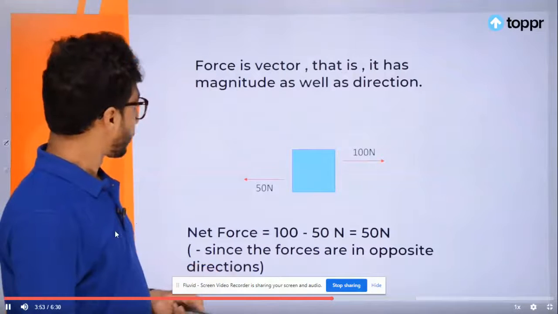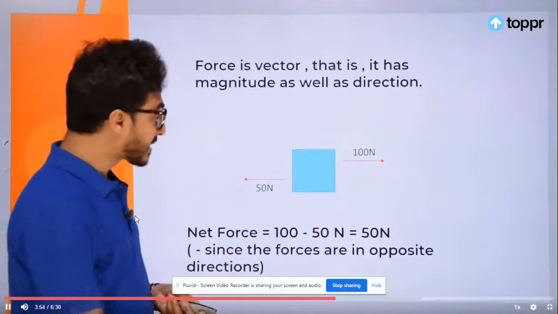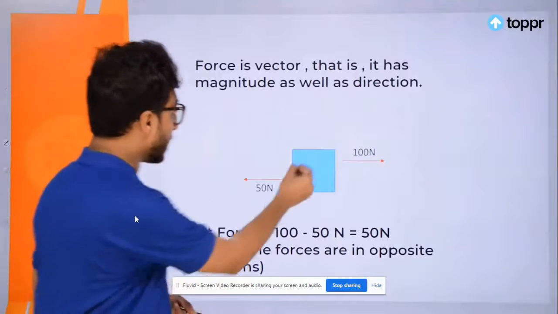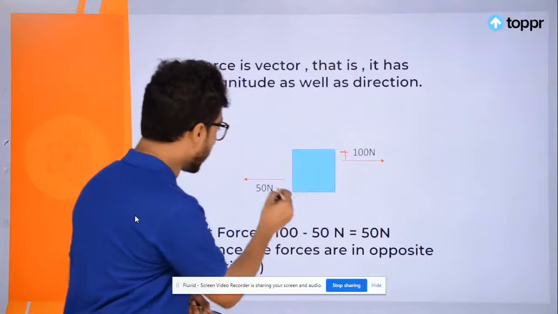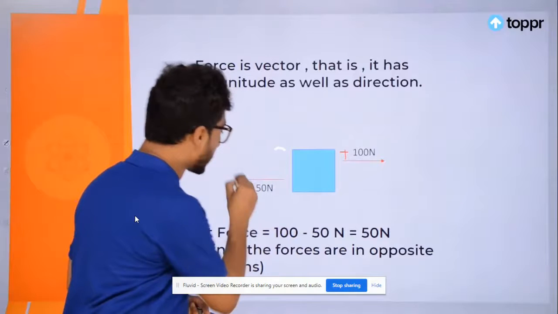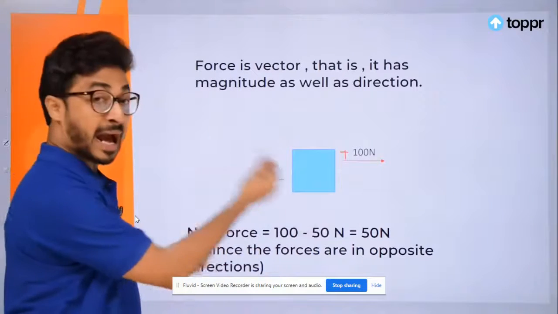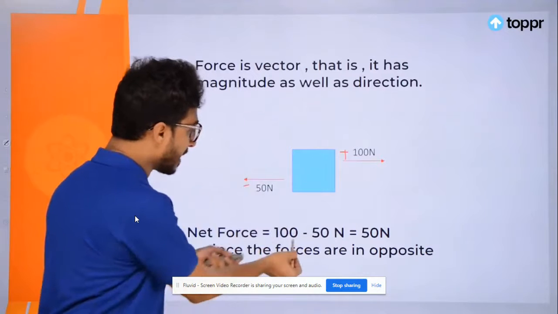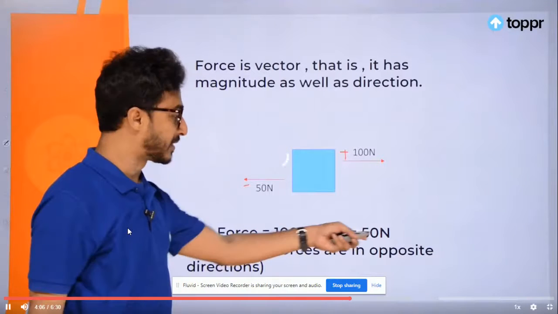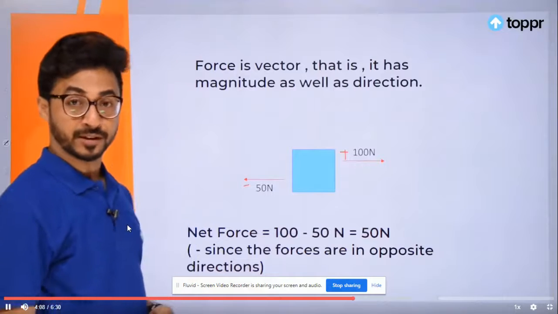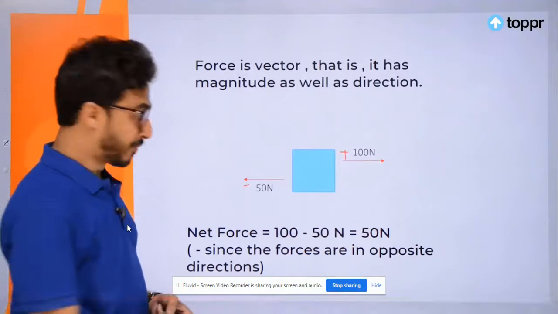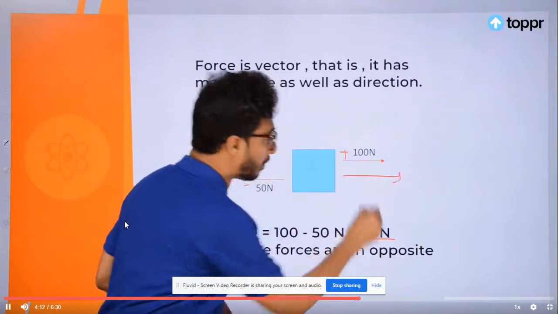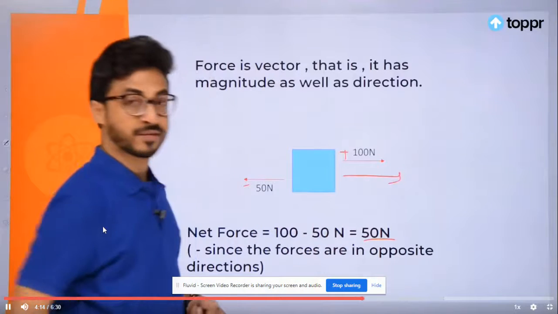Now for this, as we have already discussed in the previous problem, this is plus 100, this is minus 50. So if you add them up, it's nothing but 100 minus 50 equal to 50 Newton. 50 Newton signifies the net force is in the positive direction. Okay?